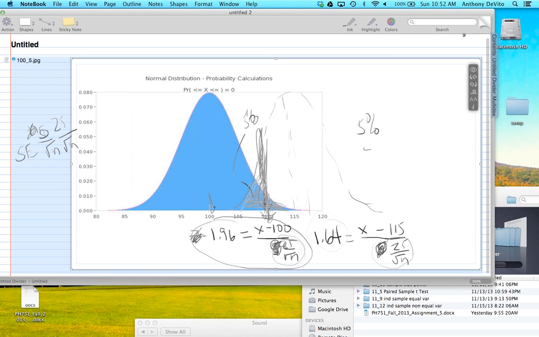Okay, so now what I do is solve for x in both cases, or at least in one case. So I'm going to solve for x here. X is equal to, let's see, how am I going to do this? I can invert this and bring it up to the top. 1.96 equals x minus 100, times square root of n over 25. You can invert and multiply.